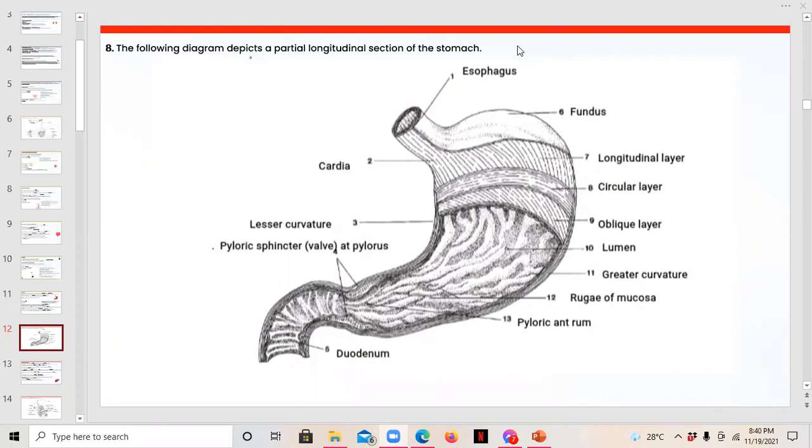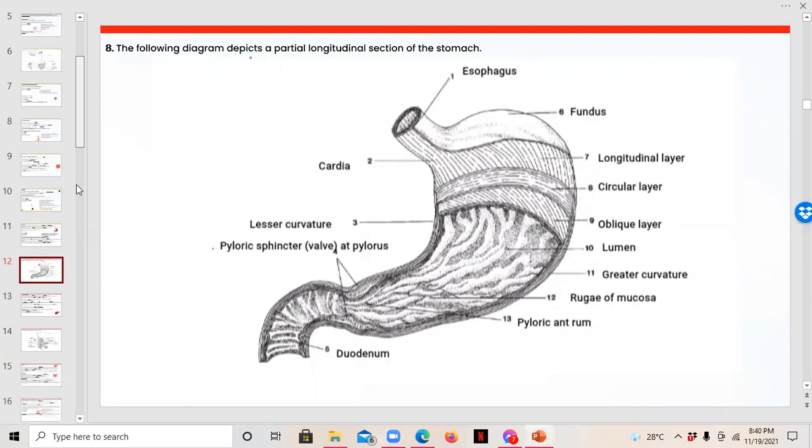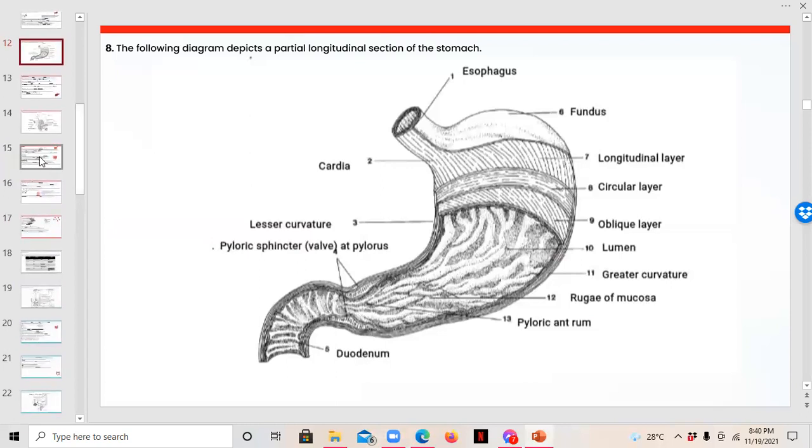Number 7, longitudinal layer. Number 8, circular layer. Number 9, oblique layer. Number 10, lumen. Number 11, greater curvature. Number 12, rugae of mucosa. And number 13 is pyloric antrum.